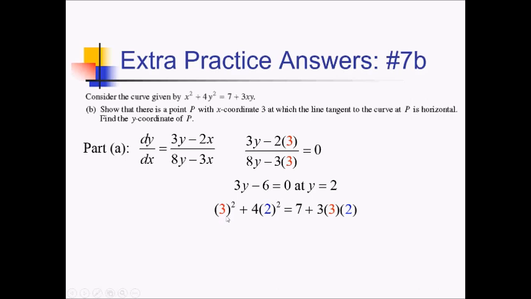So now on the left side here we've got 9 plus 16, which is 25. On the right side we've got 7 plus 18, which is also 25. Once you've shown that you get the same thing on both sides, you've proven that you've got the y value you needed.